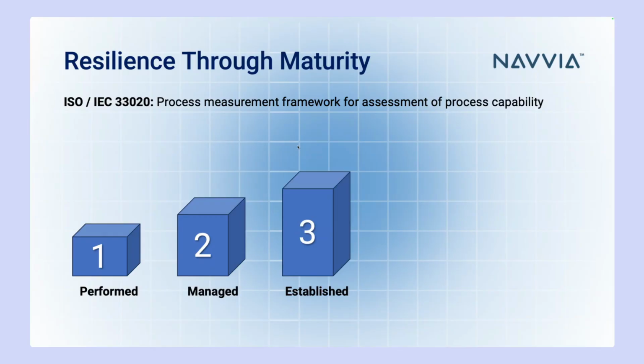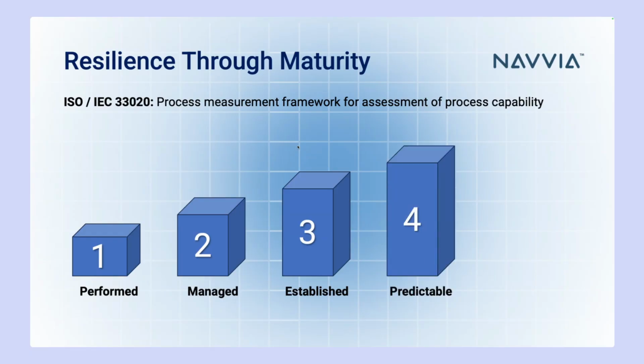Then you have established. You're performing the basic steps, you're managing them, but now you've got the process well documented, well communicated, you've got the right roles and responsibilities, and you have supporting technology. That process has been rolled out to all areas of the organization, not just some areas. So now that process is considered level 3 of maturity because it's performed, managed, and effectively deployed.